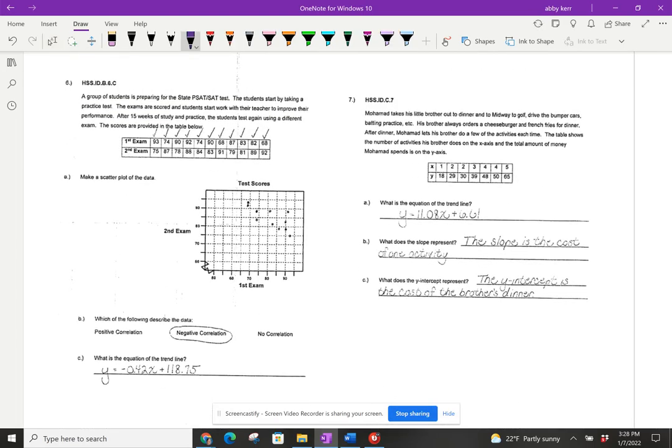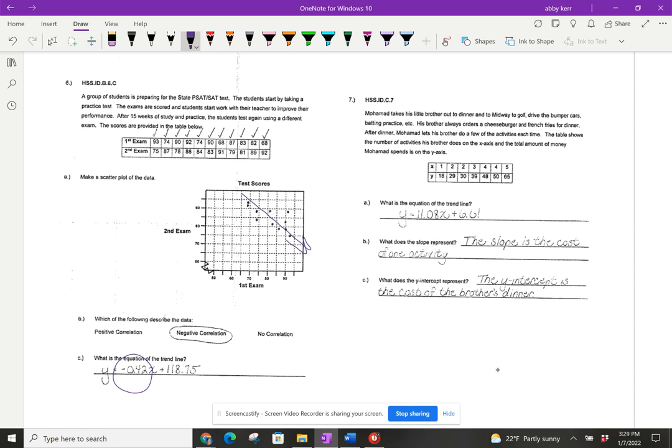This is a negative correlation. It's going down and to the right. You can notice that by the slope. Once again, you would enter all of that data into the graphing calculator and come up with the equation. Same thing for number 7. Enter it into the graphing calculator.